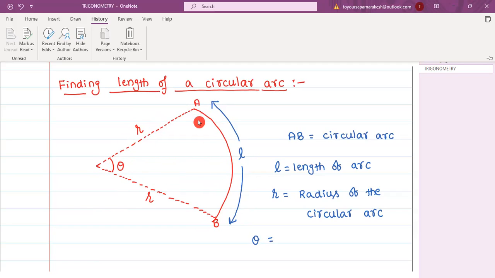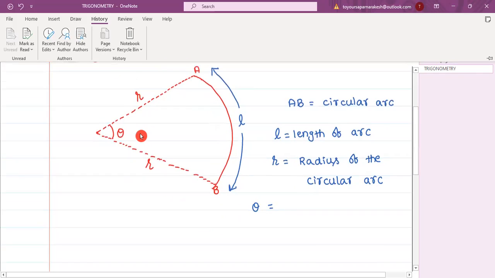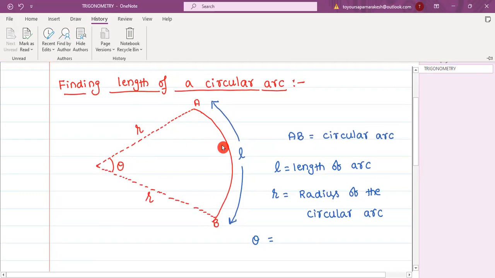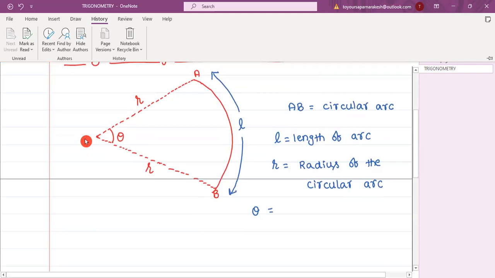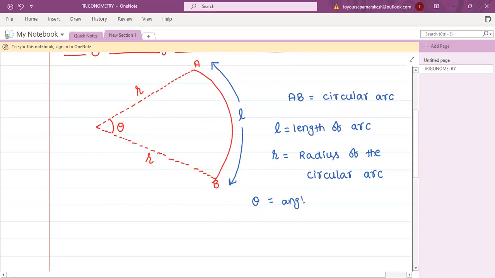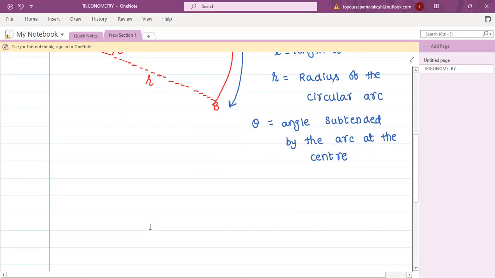Okay. So in this figure, AB is the given circular arc, L is the length of the circular arc, R is the radius of the circular arc, and theta means the angle subtended by the arc at the center. So how to find the length of the arc?